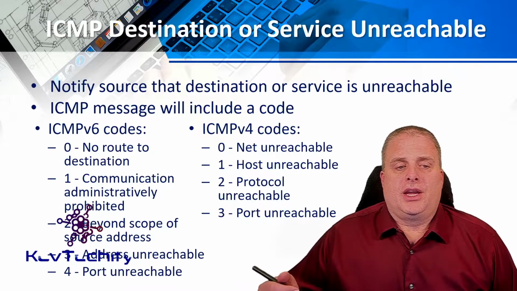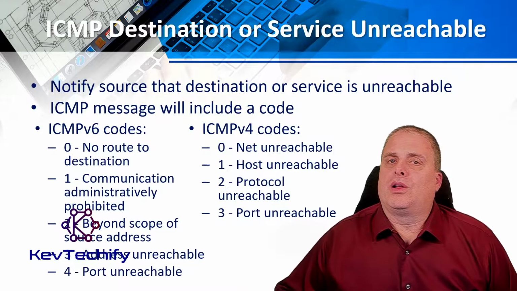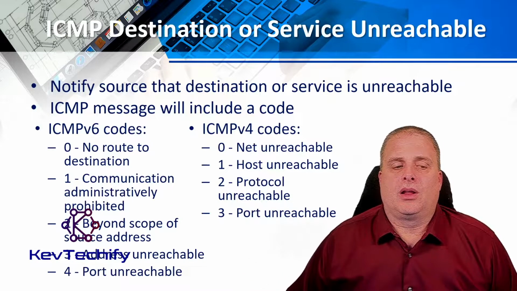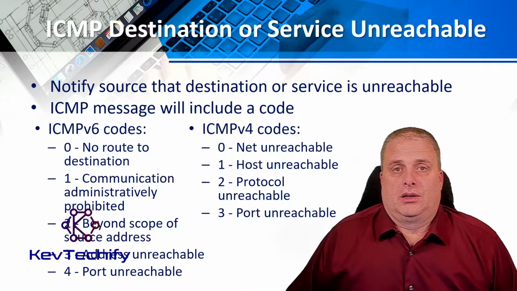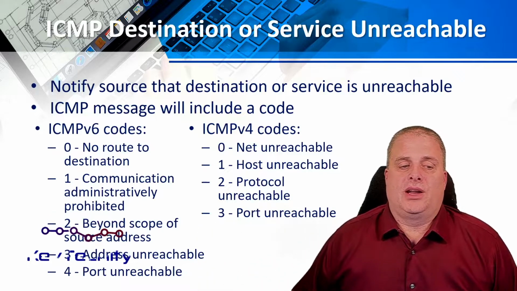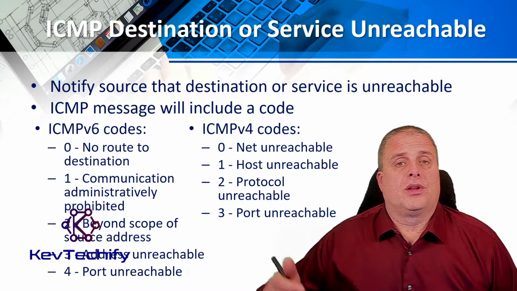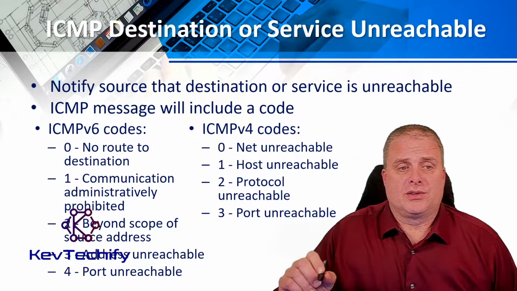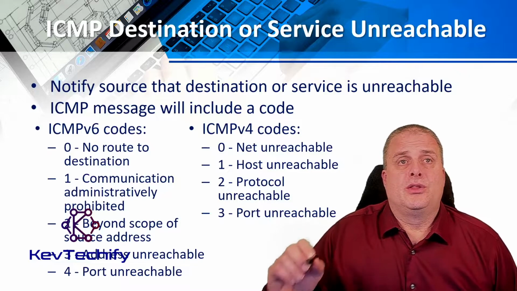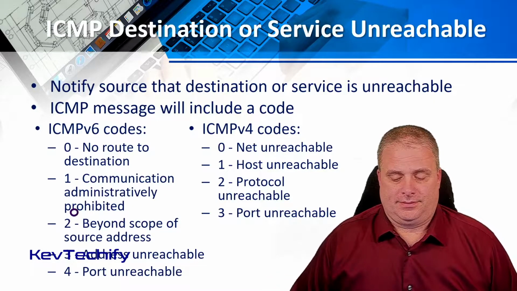1, communication administratively prohibited. That's like a firewall. You don't want people connecting to your firewall. 2 is beyond the scope of the source address. That is just, it's outside of our network. 3, we can't reach it, or we can't get to that port that you're looking to ping. They are similar, ICMP version 4 and ICMP version 6. Those codes are similar, but yet they're a little bit different.